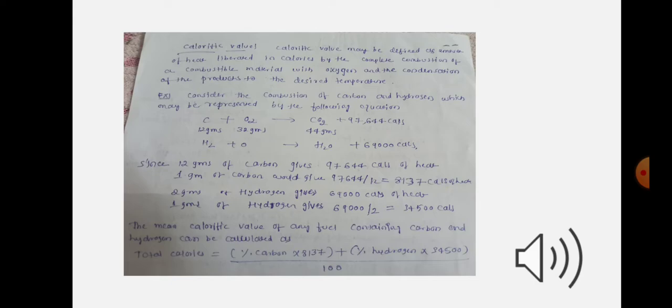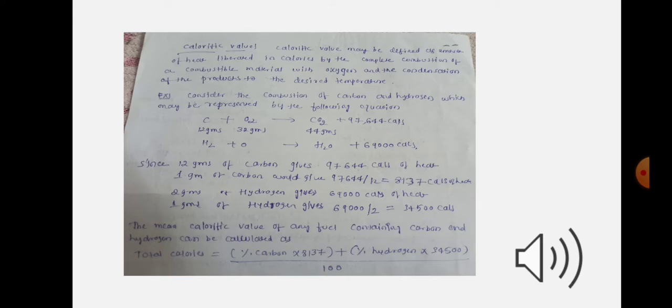So, what we have to observe here: 12 grams of carbon gives 97,644 calories of heat. If 1 gram of carbon undergoes combustion, it would give 97,644 divided by 12. What will be the amount? That is 8137 calories of heat. Similarly, 2 grams of hydrogen gives 69,000 calories of heat. 1 gram of hydrogen gives how much? That is 69,000 divided by 2, which is equal to 34,500 calories.